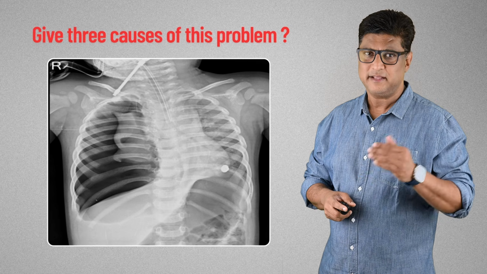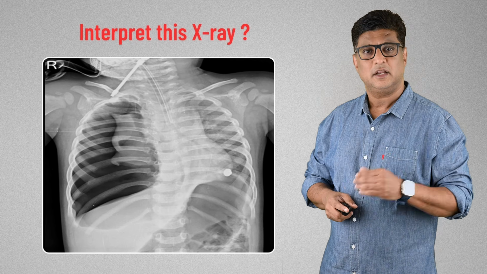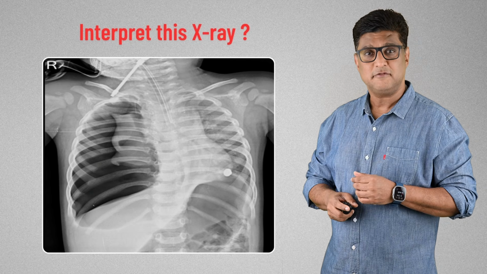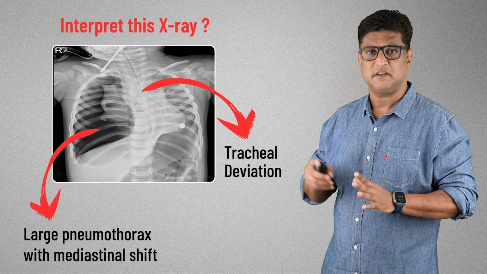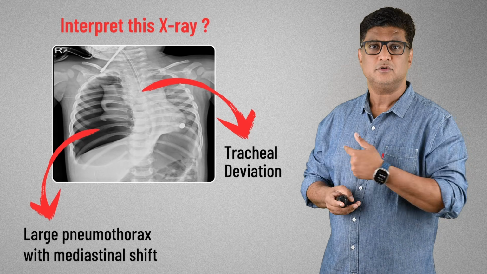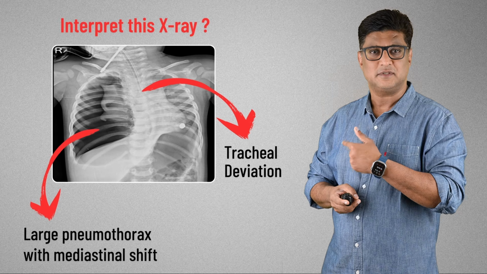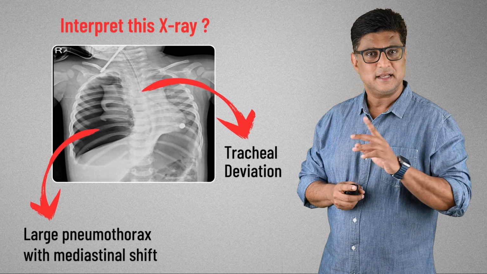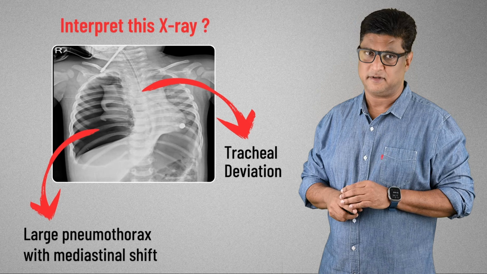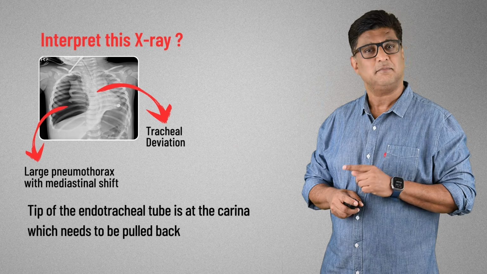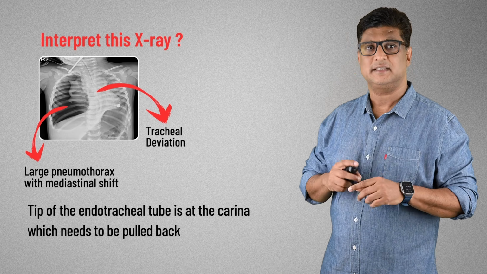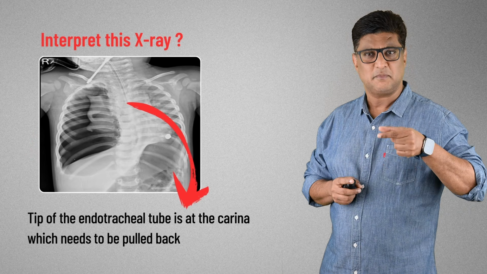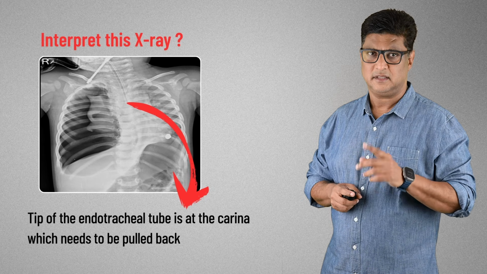Right, now let us break this into a simpler way. Now, how will you interpret this X-ray? Apart from reading it step by step, which I will not go into detail, the most obvious abnormality that you see is a large right-sided pneumothorax with mediastinal and tracheal deviation to the left. The other abnormality that you see is the tip of the endotracheal tube, which is at the carina and needs to be pulled back a bit. That is number 1.